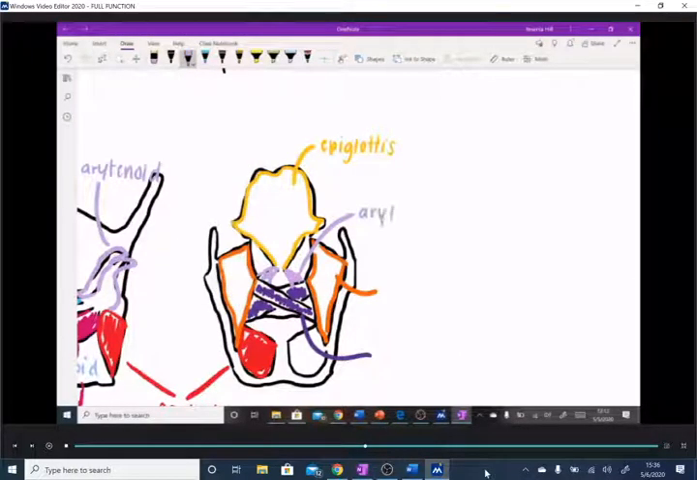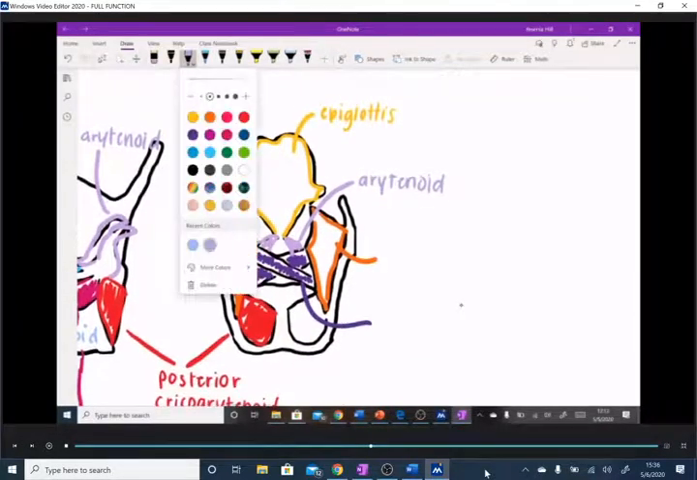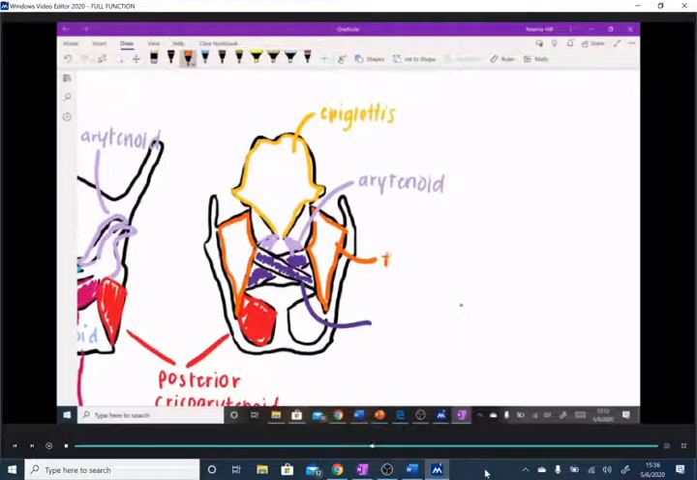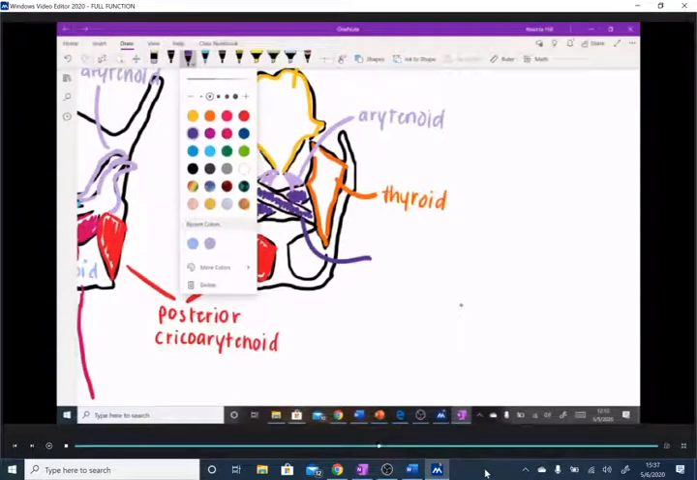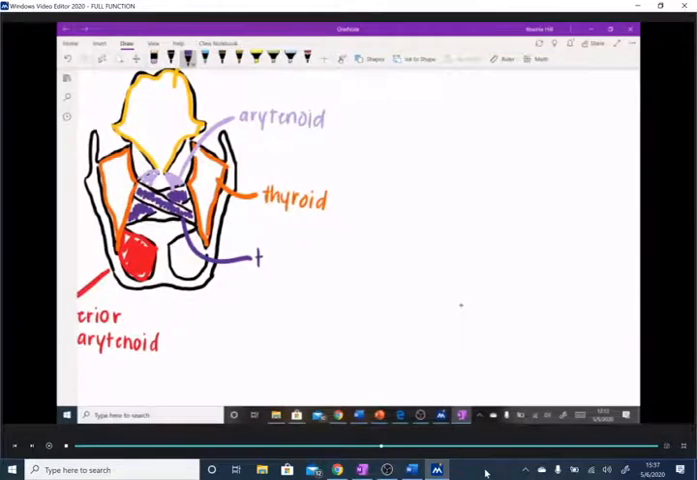So we have the glottis, the arytenoid, the thyroid, and then actually in dark purple we have the transverse arytenoid, and I'll explain why that is the transverse arytenoid. And that is the larynx.